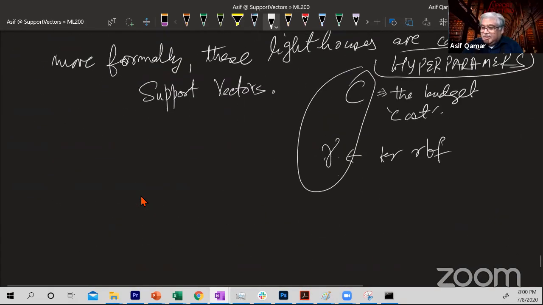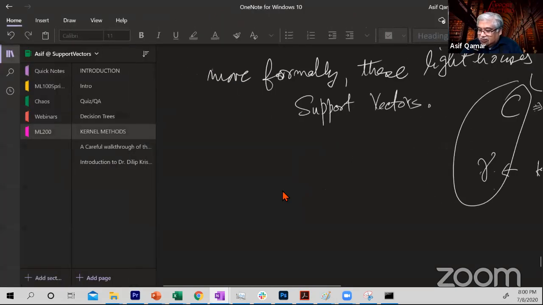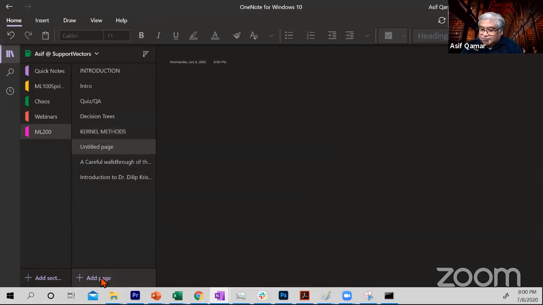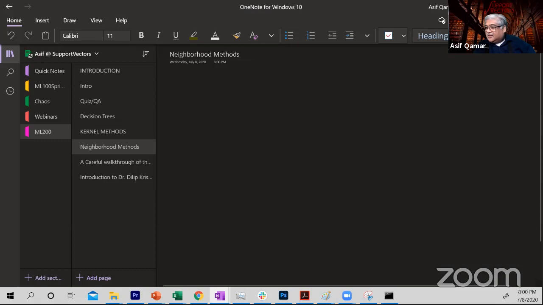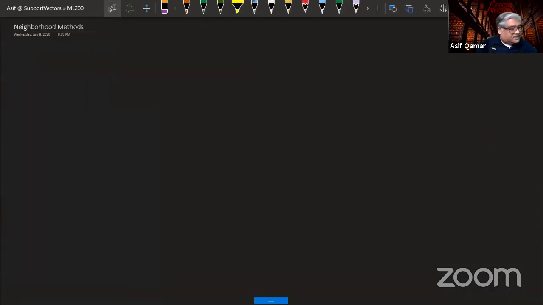So today's topic will be a different topic. Actually, maybe I should start with a different page. I can share all of these pages with you. Today's topic will be neighborhood methods. Neighborhood methods are quite interesting and remarkably simple. The intuition is the obvious: you are defined by the company you keep.